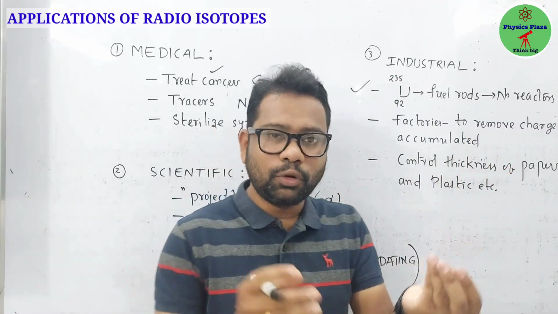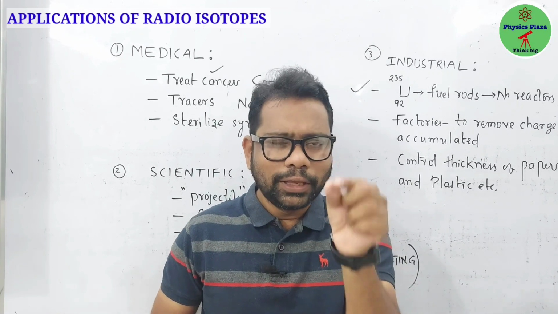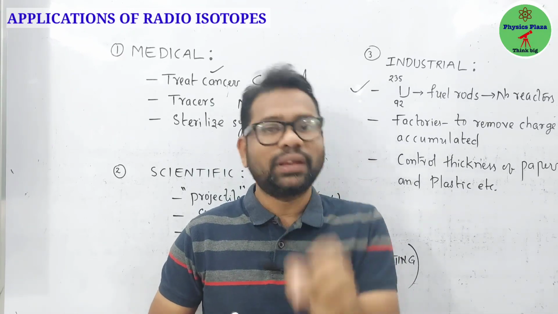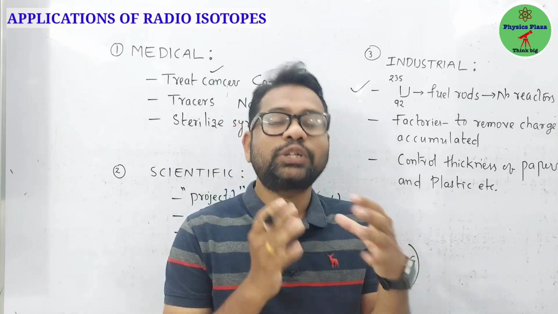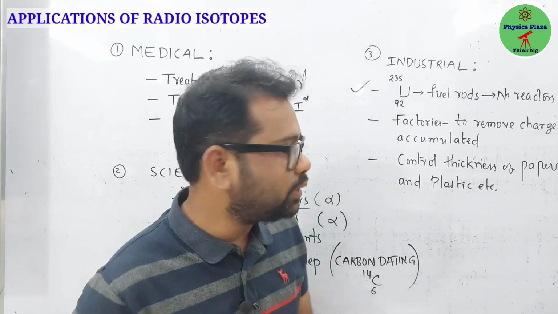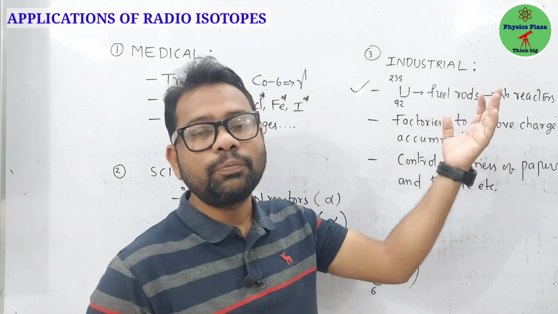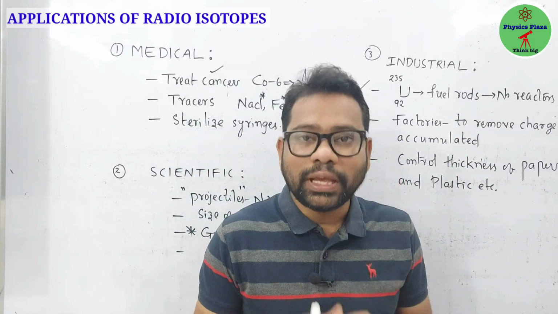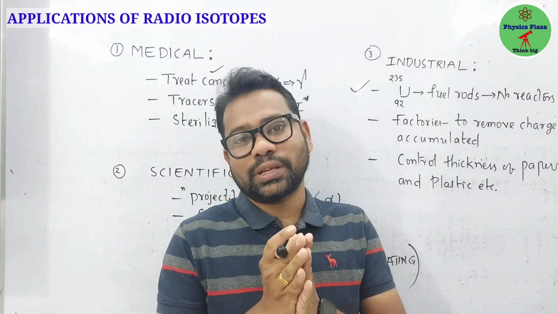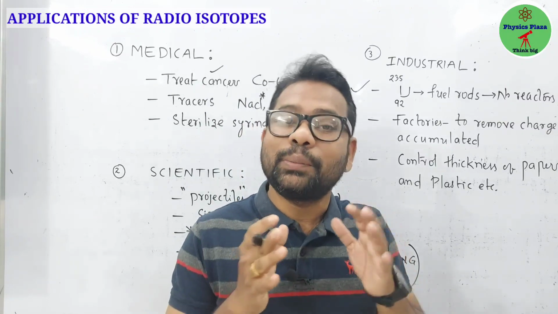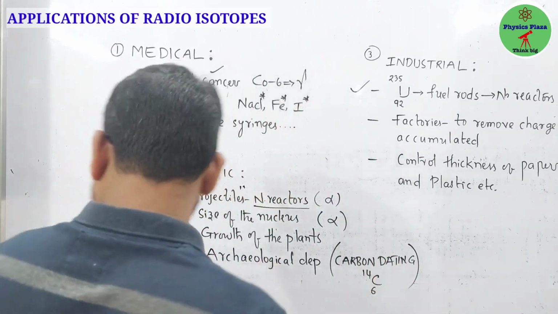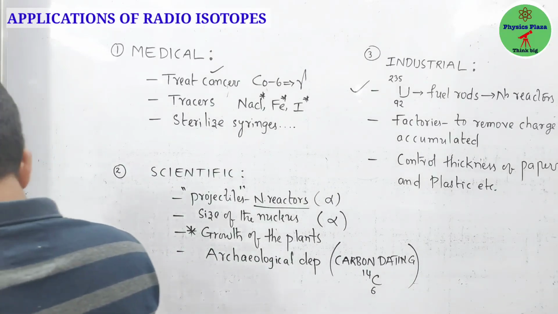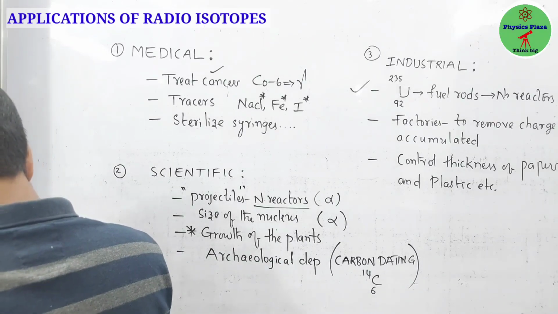Finally, the radiations, especially beta radiations, are used to control the thickness of paper. All the notebook papers we get are the same in thickness. Am I clear? So they are controlled. The thickness of paper, plastic and some other things can be controlled with the help of radiations emitted from the radioisotopes. Clear? Just note down.